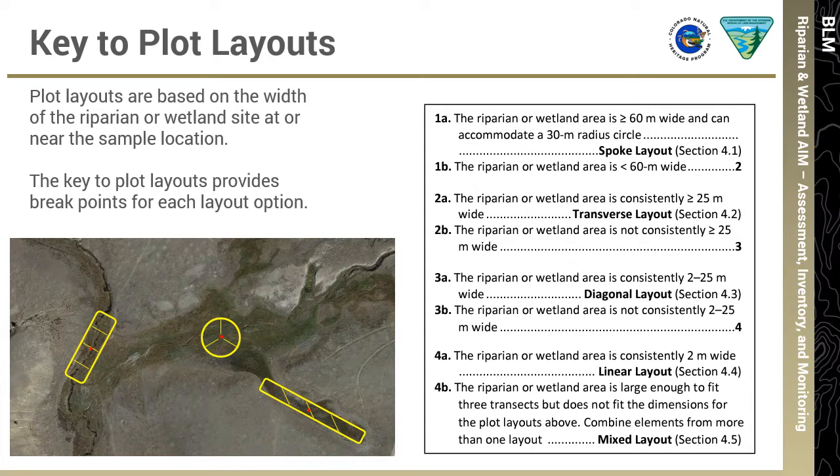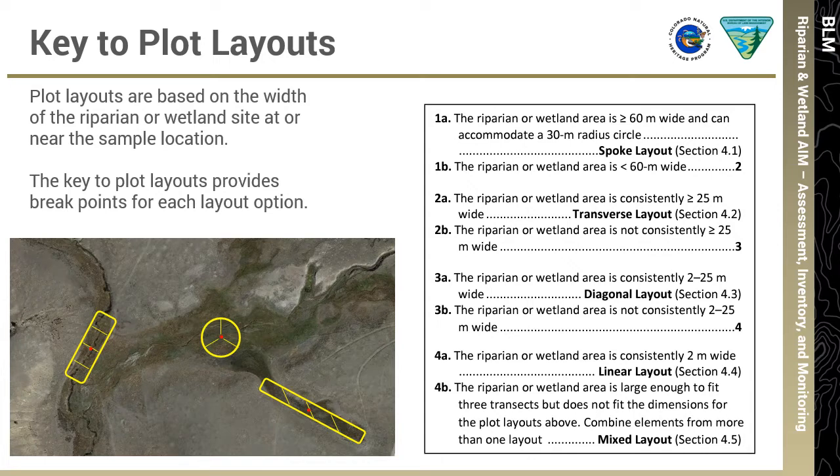In Section 4.0 of the Field Protocol, there is a key to plot layouts as shown here. This key provides breakpoints for each layout option. If a site cannot accommodate the spoke layout, an alternate layout must be used. While the layouts are described as separate options, you can really think of the transverse, diagonal, and linear layouts as existing on a continuum from wider to more narrow sites.